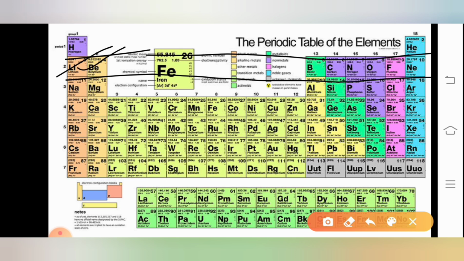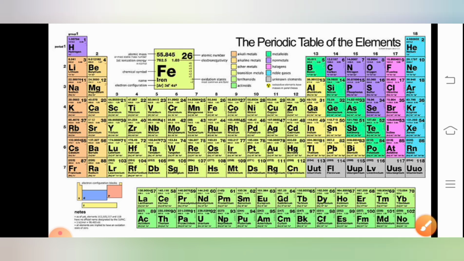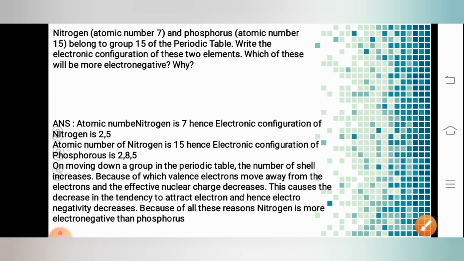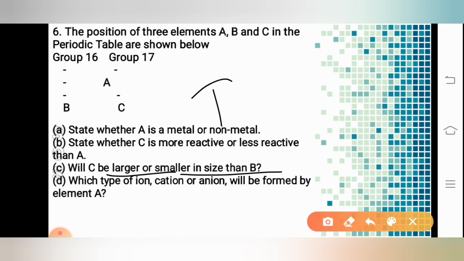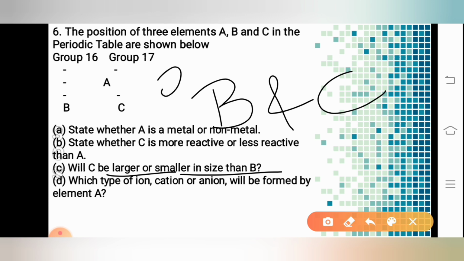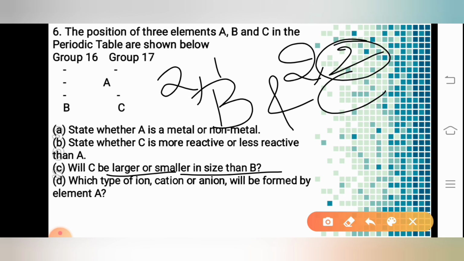Lithium has 2, 1, then 2, 2, 2, 3, and so on, right? 2, 4, 5, 6, 7 and 8. It increases, but the number of shells remains the same. I repeat, the number of shells remains the same in the period. So the question is, will C be larger or smaller in size? If B comes first and C comes next, what happens? Suppose B has 2, 1 and C has 2, 2, then what happens? The number of electrons in the shell is more in C.